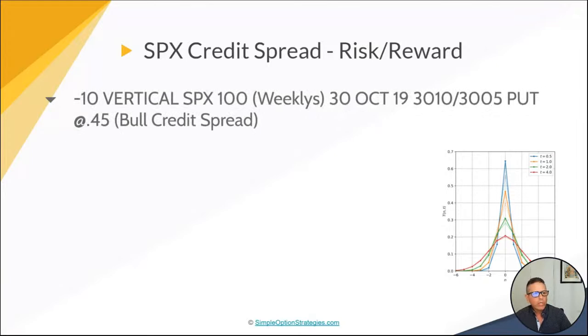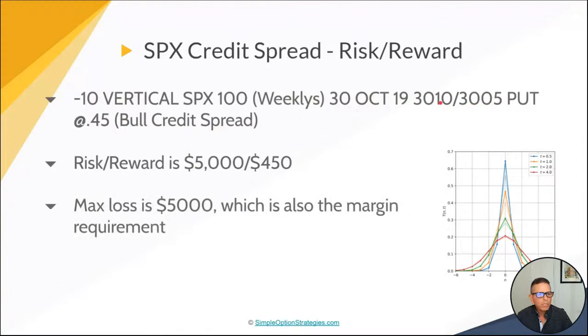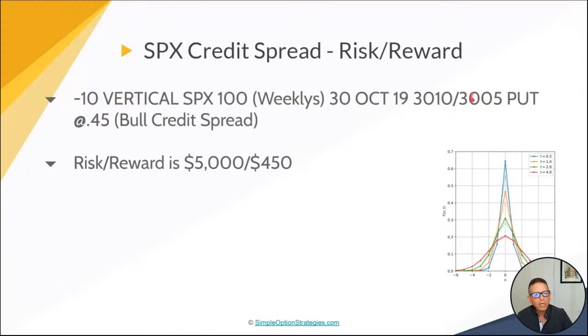So the risk reward on this thing is, in this case, because we're trading 10 contracts 5 wide. This is called a 5 wide because this strike is 5 points away from this strike.